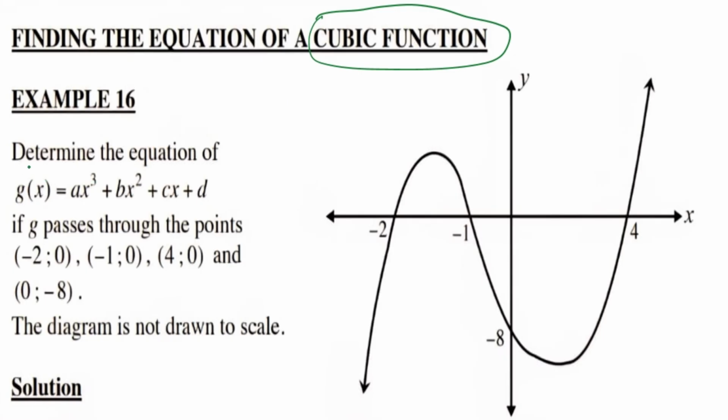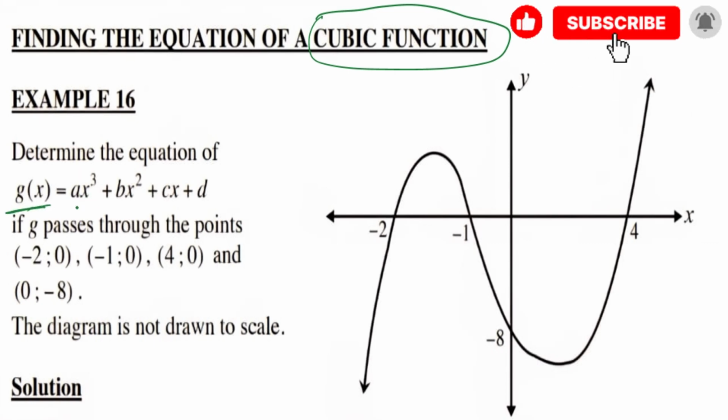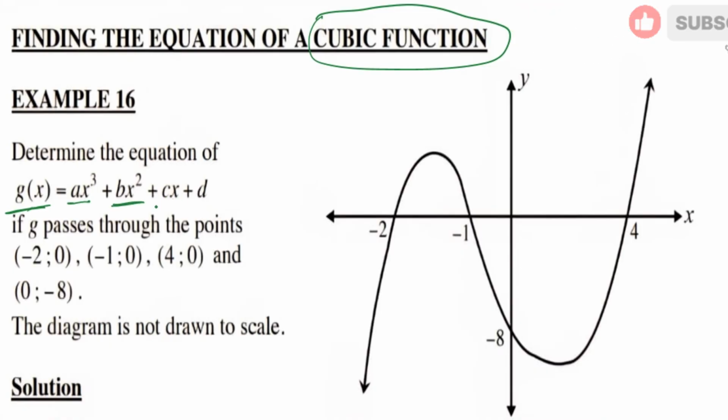In this case, the first question says determine the equation of g of x. So the equation of g of x is given by ax cubed plus bx squared plus cx plus d, where a cannot be equal to 0, because if a is equal to 0, the whole term is equal to 0, and the function will change to be a parabola instead of being a cubic function. It will change to be a quadratic function.